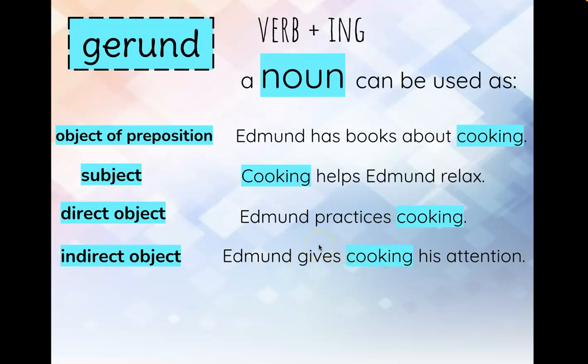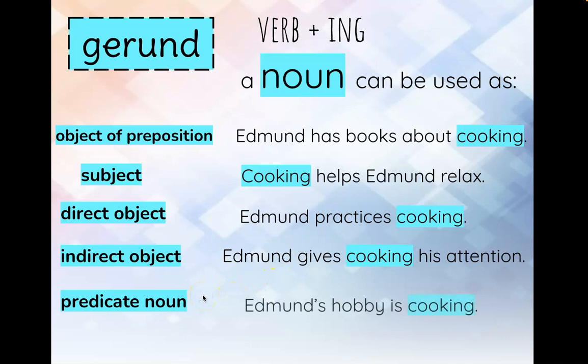Sometimes we don't have action verbs. We have linking verbs. And if we have a linking verb, our gerund might be a predicate noun. Now this is where this gets really tricky. In the sentence it said, Edmund's hobby is cooking. My sentence is about the hobby. Whose hobby? Edmund's hobby. So hobby is a subject.